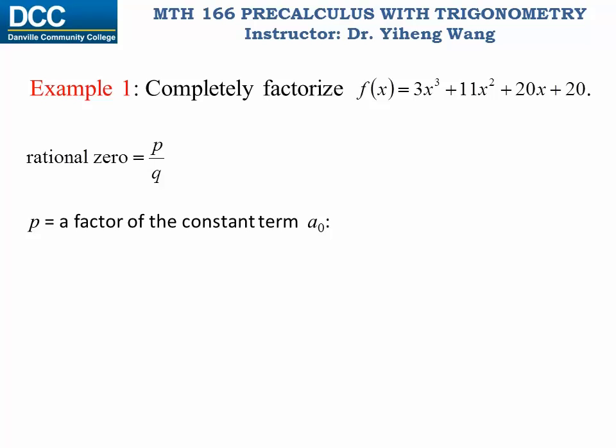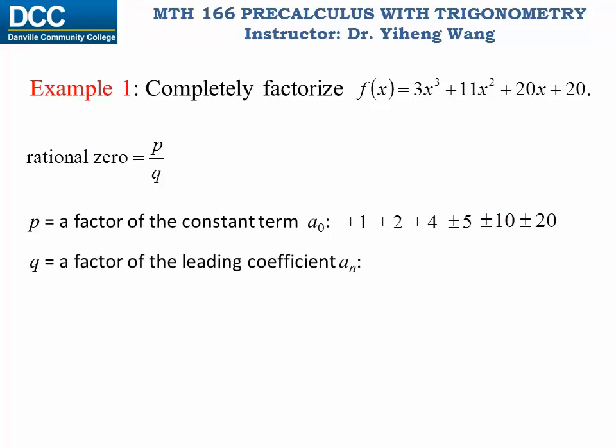And how many factors does 20 have? We have plus or minus 1, plus or minus 2, plus or minus 4, plus or minus 5, plus or minus 10, and then plus or minus 20. So overall, 12 possibilities for the value of p. And q is the factor of the leading coefficient an, in this case 3. Therefore, the possibilities for q only include plus or minus 1 and plus or minus 3.